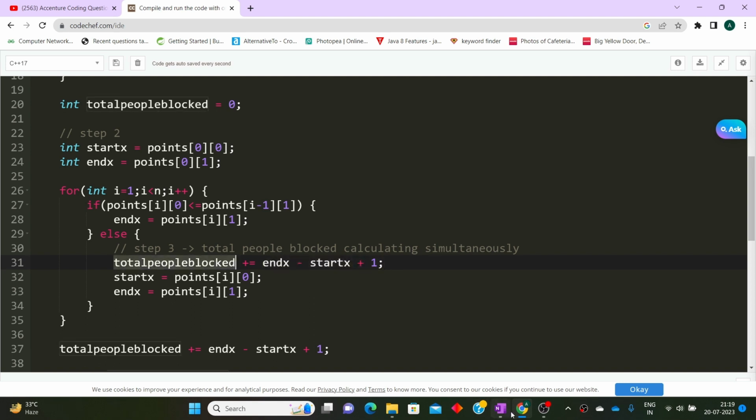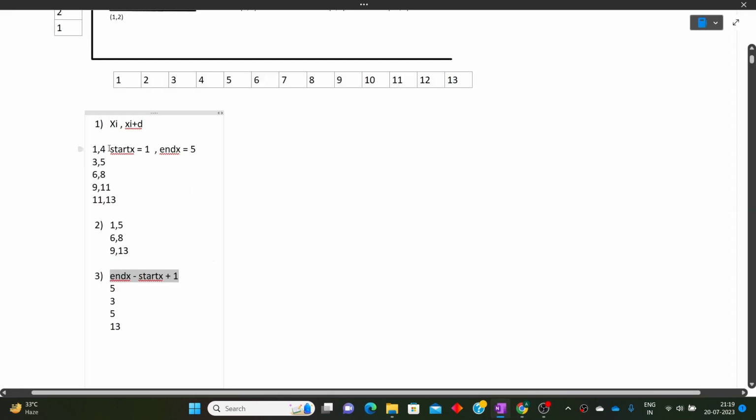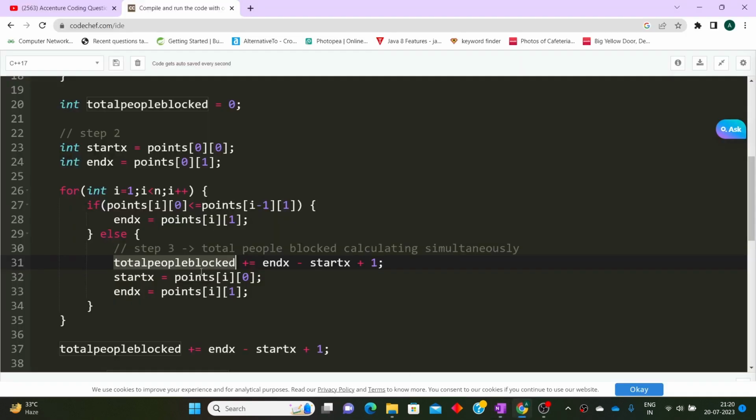Now see, our start x and end x values contain 1, 5, and our next barrier was 6, 8. So there is no overlapping of 6, 8 with 1, 5. It means our work for this particular barrier is over. So now again we will initialize start x and end x with the next barrier, that is 6, 8. For the barrier that was overlapping at 1, 5, our work is over because we have found the total people blocked, and we have updated start x and end x with the first and second value of the current barrier.